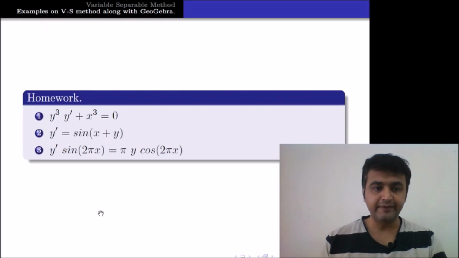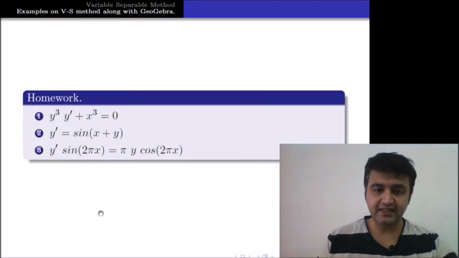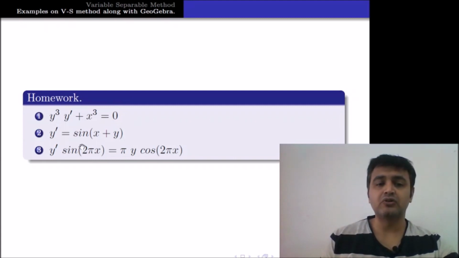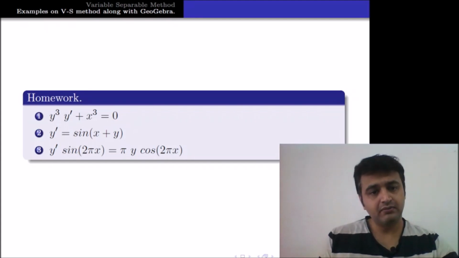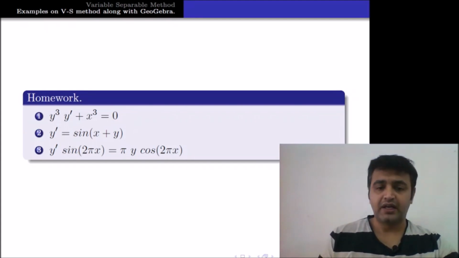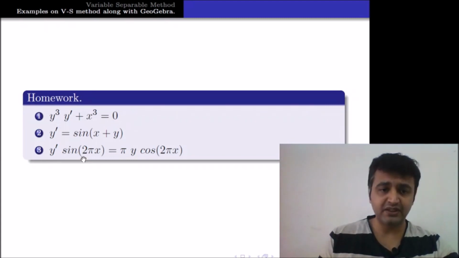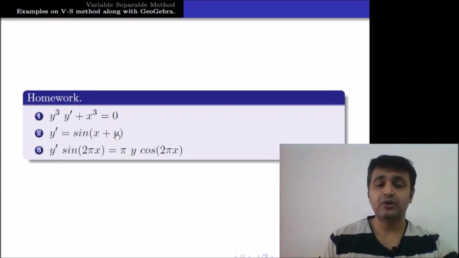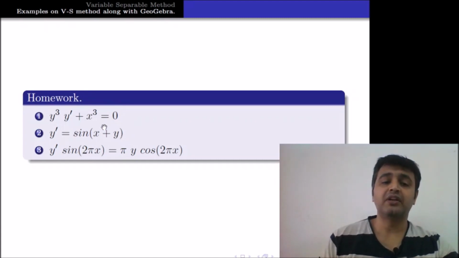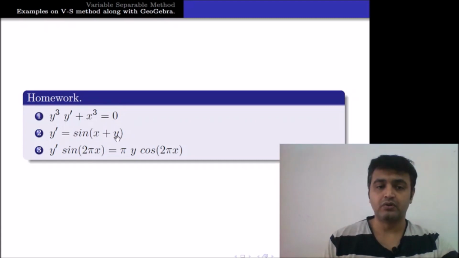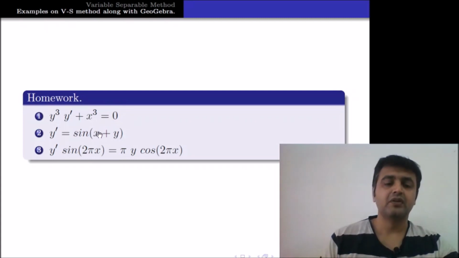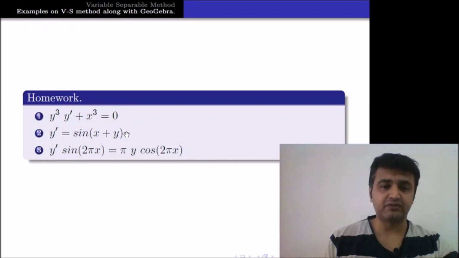So that was one thing. If both these things are clear, my suggestion is you try to solve these three examples. Solve using GeoGebra, and solve using your pen and paper. I will suggest both. And if you have any doubt, you can ask me in the comment section. For the second one, I would like to give you a hint. Here you cannot do variable separable directly, but what you do is replace x plus y equal to u. You do the substitution, and then you will see that you can easily do variable separable. So that is the hint for the second question.